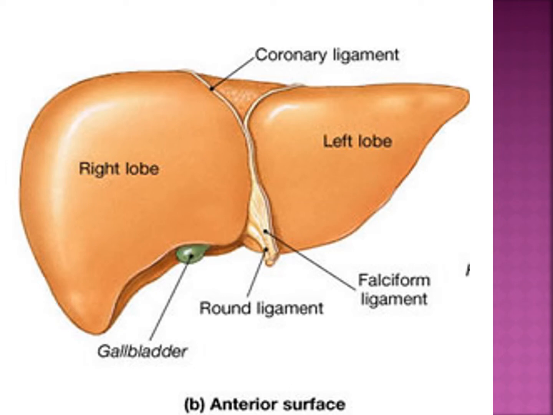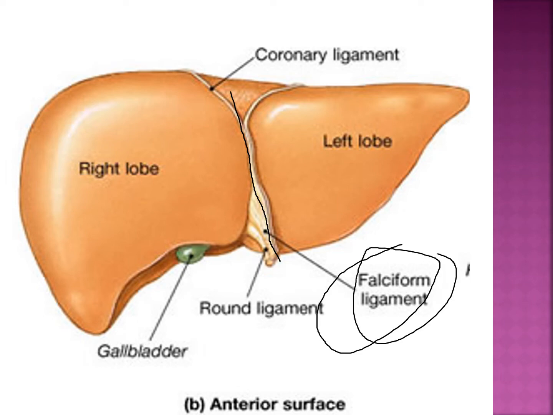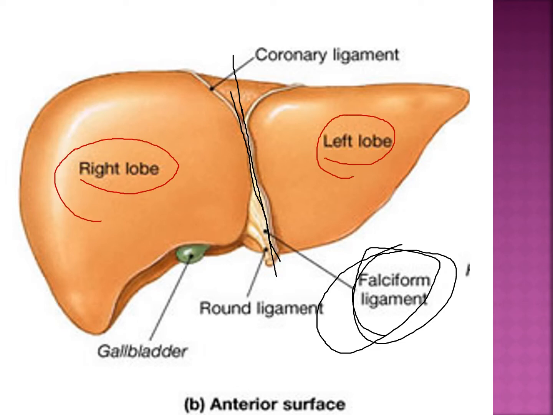This is the anterior surface of the liver, and as you can see, this is the falciform ligament here. The falciform ligament is dividing the liver into 2 parts. This is the right lobe and this is the left lobe.